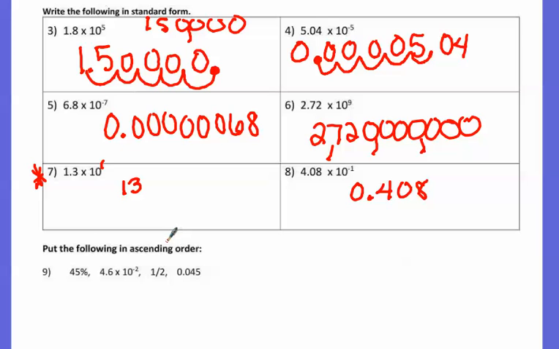Put the following in ascending order. Ascending order increases from least to greatest. Make sure when comparing you put all given numbers in decimal form. Remember to go from a percent to a decimal. You move the decimal 2 places to the left. This one has a negative exponent, so I'm going to move my decimal 2 places to the left.